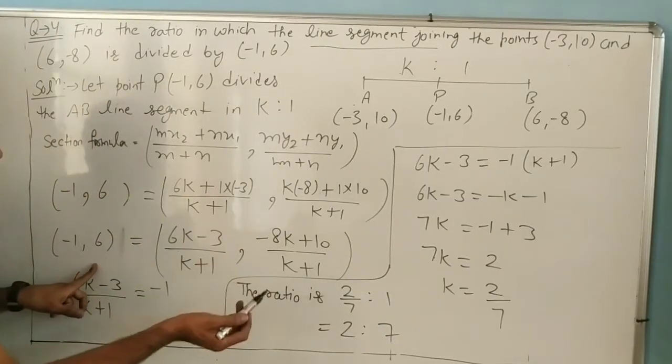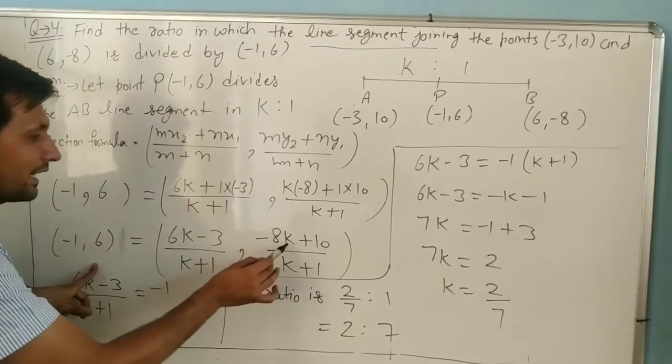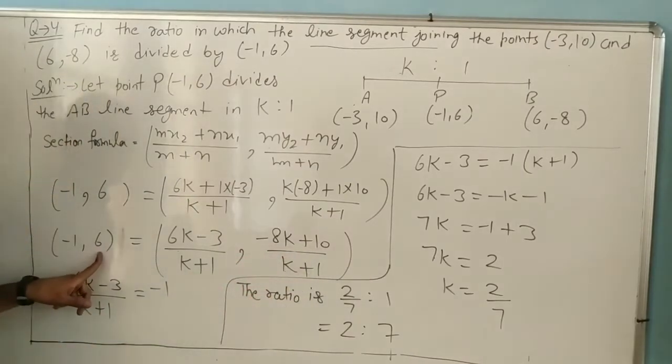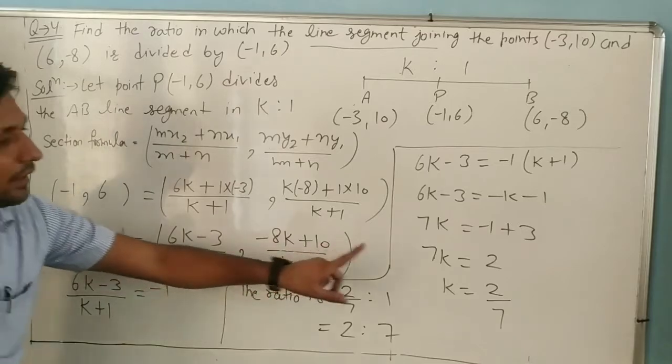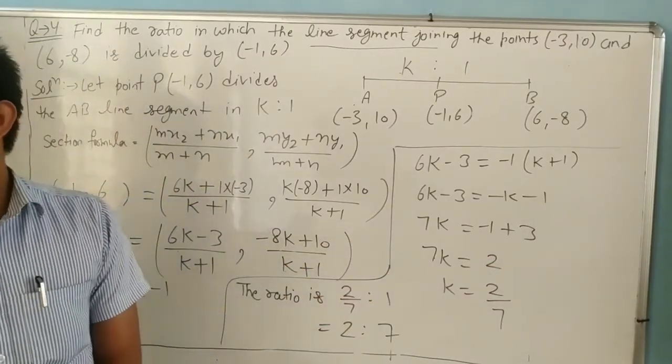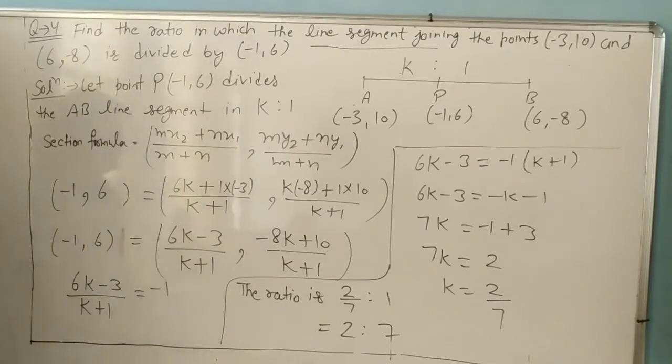Now you can find like this also: minus 8k plus 10 divided by k plus 1 equal to 6, and you will solve it. It again comes k is 2 upon 7. Understand here? Now please note it down, 1 second first.